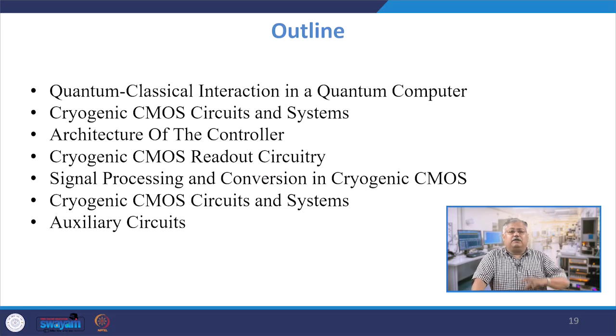So, let me quickly give you a brief idea about the cryogenic CMOS circuitry and the architecture of the controller, which we will look into. We will also go into the CMOS readout circuitry, and then signal processing and cryogenic CMOS circuitry. Now, there is an issue one needs to understand as far as a quantum computer is concerned: there is a region of interfacing between the quantum world and the classical world. 300 Kelvin is where your classical world is, and where all your classical methodologies are, you will still have bits available to you.